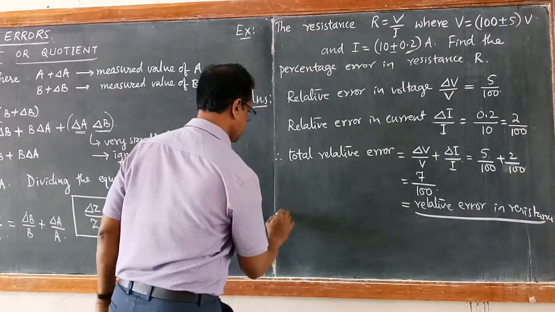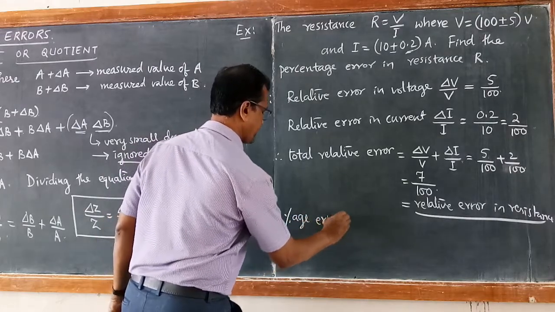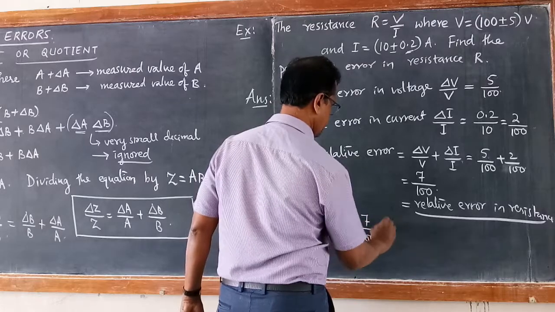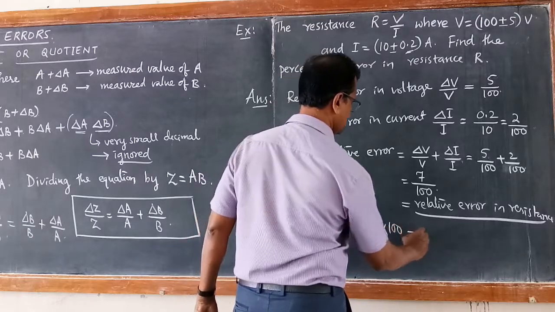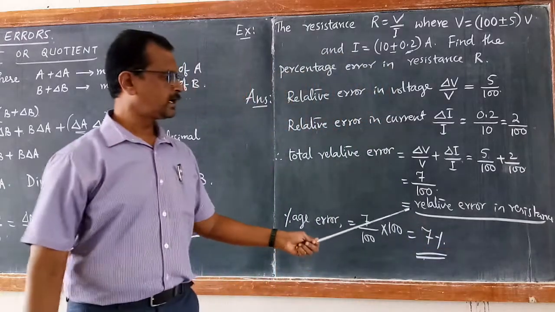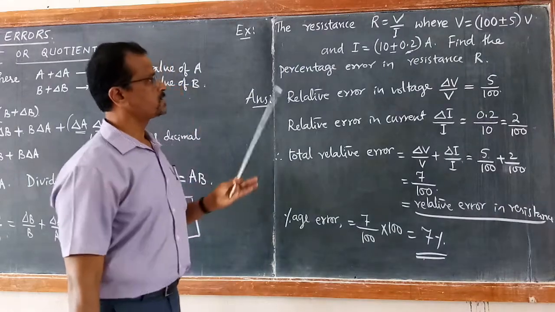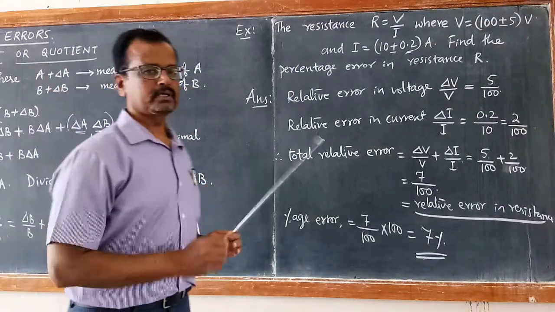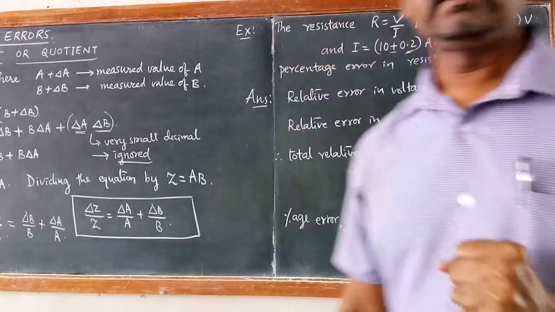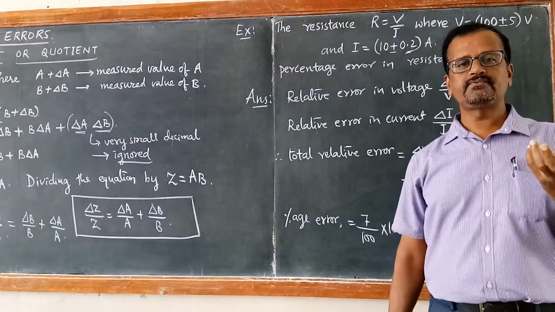Now percentage error. Percentage error is equal to 7 by 100 into 100. So that gives us 7%. So 7% is the percentage error in the resistance. This is how we need to calculate whenever such physical quantities are given in product form or in quotient form. Let us learn the third important rule when it is in the form of a power.